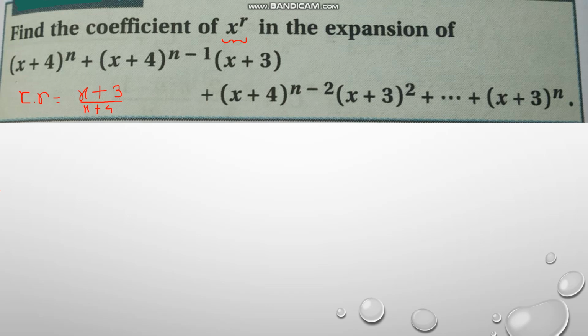Now, there will be a number of terms in each of the expression terms. My wording seems to be confusing. (x plus 4) whole to the power n has n plus 1 terms, and another n plus 1 terms in the second. Both are terms only. Okay.